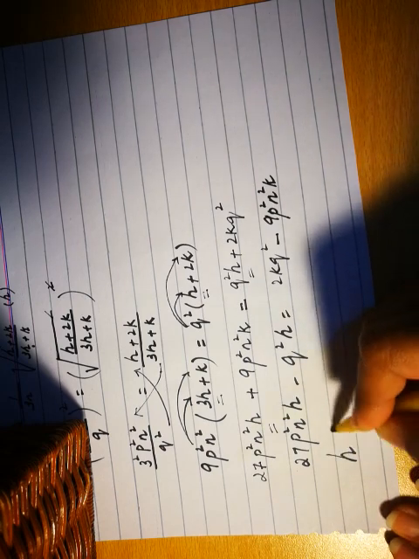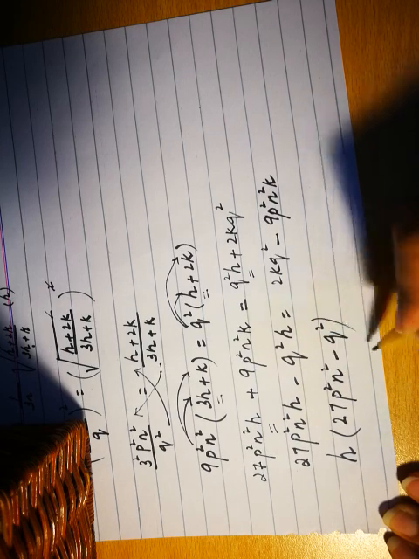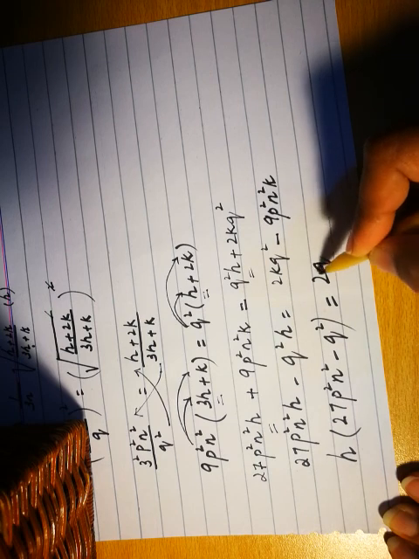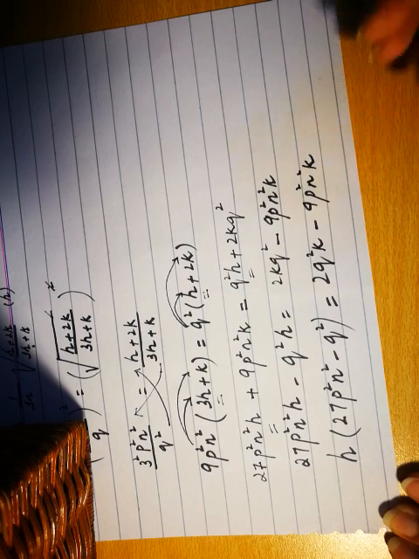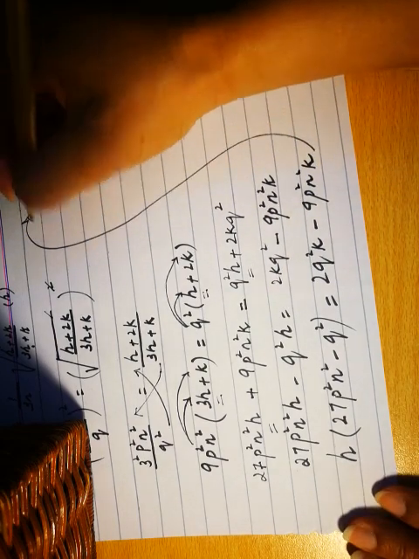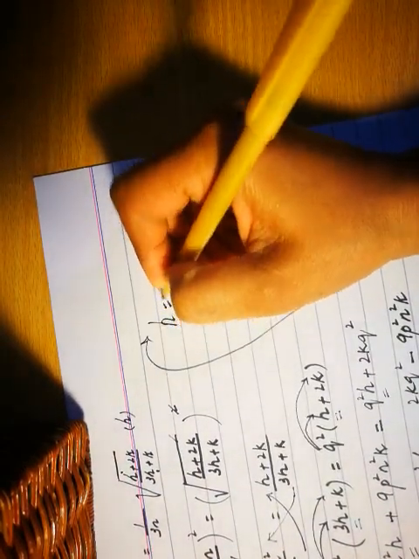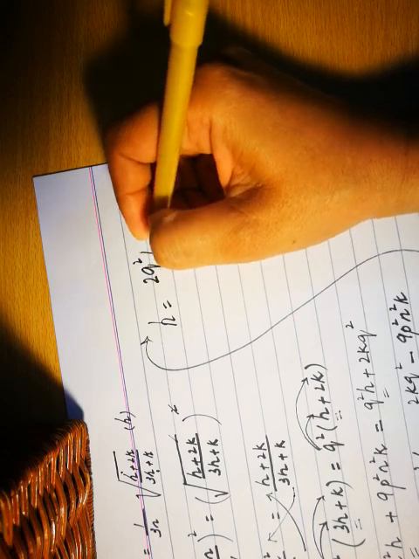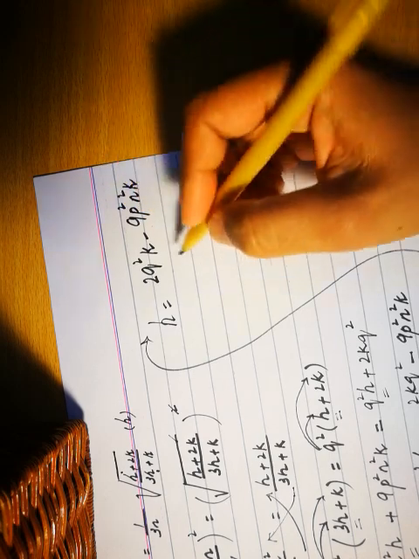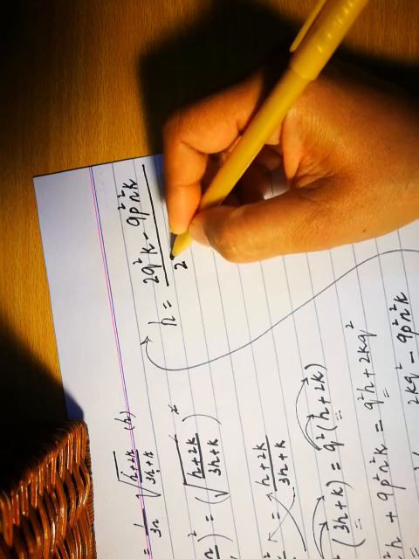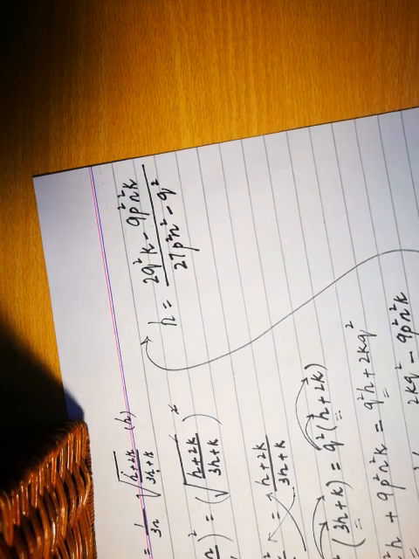So h is common, means 27 p square n square minus q square is equal to 2q square k minus 9p square n square k. What does it mean? It can be written as h is equal to 2q square k minus 9p square n square k over 27 p square n square minus q square.